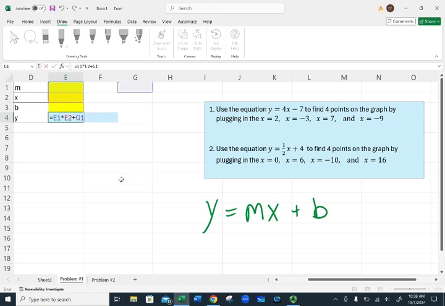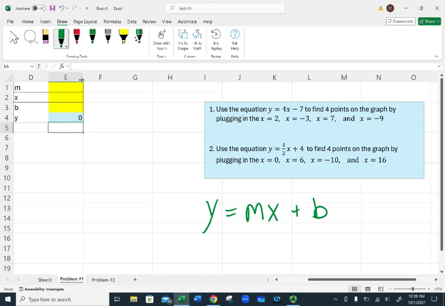Ooh, I didn't mean to hit that G1. Let me go back. E1 times E2 plus E3. Okay, enter. Once you type in your formula, enter, right? So now it says 0. Why does it say 0?